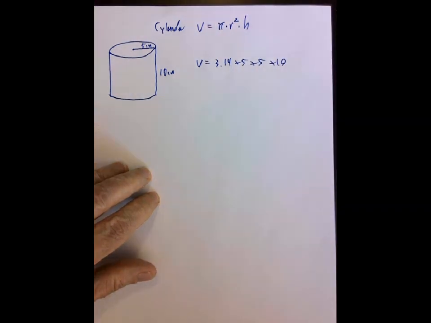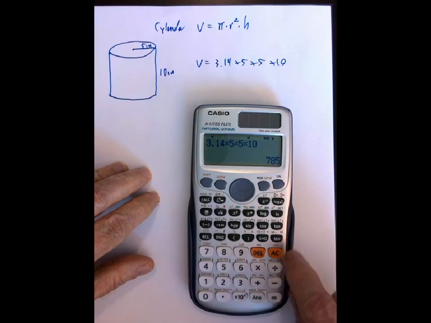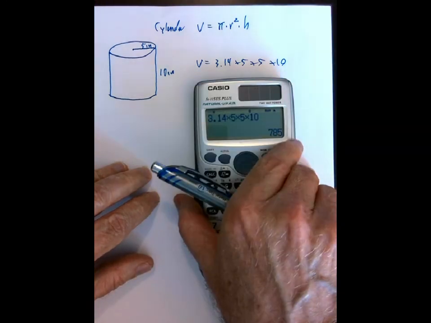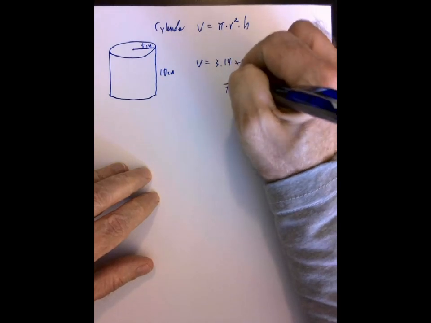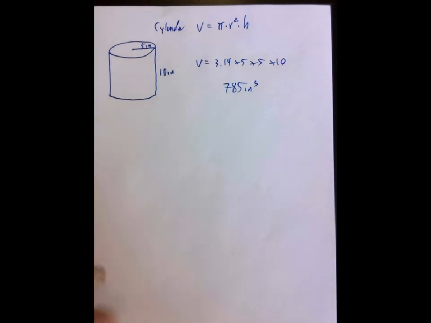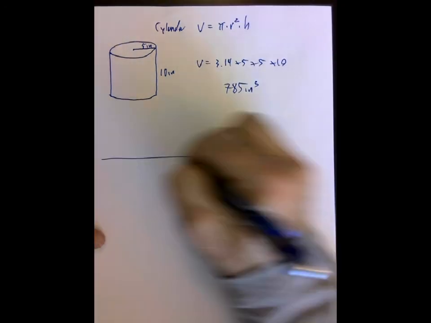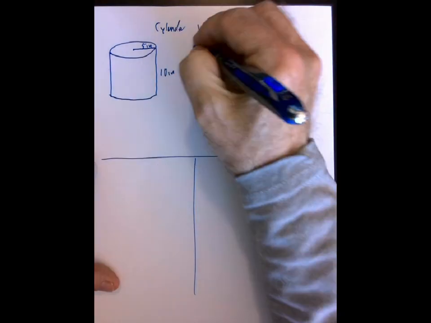Now that's just calculator work. 3.14 times 5 times 5 times 10 is 785. So that's 785 cubic inches. Okay? Now you can look that over, you can rewind, but what I want to do now is give you a couple to try out. Remember, that's our volume formula.